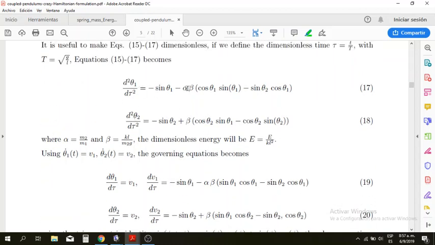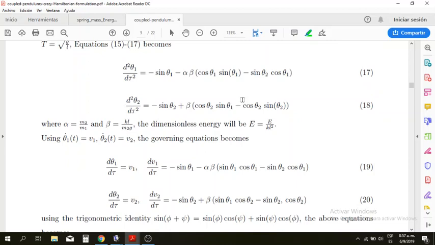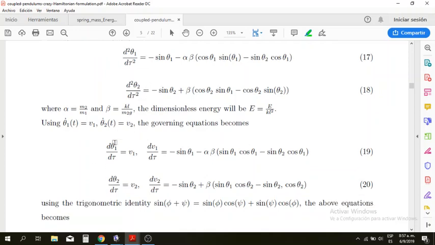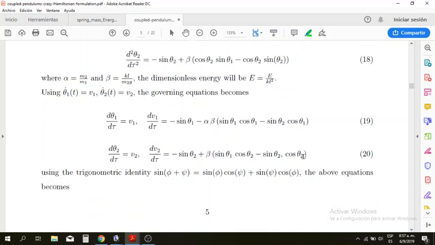This system of equations can be transformed into a first order system. These are two equations of second order, and I will transform them into four first order ordinary differential equations, using the definitions theta 1 dot equal to v1, the velocity, and theta 2 dot equal to v2. Using these definitions, we will obtain this equation. Let's move on.